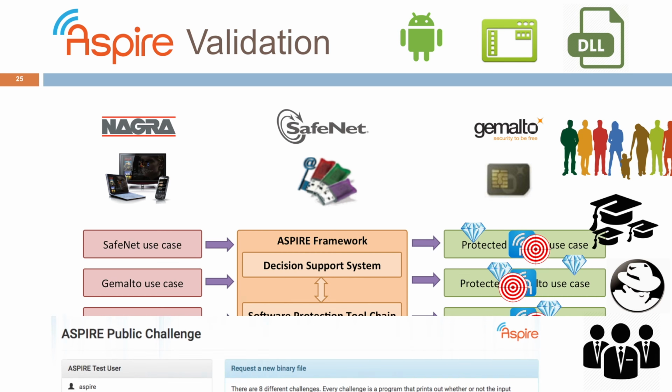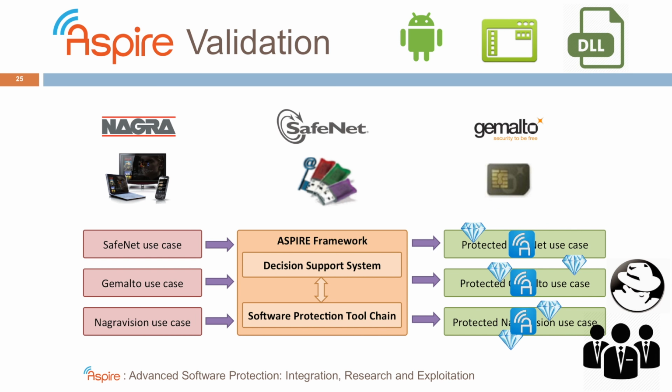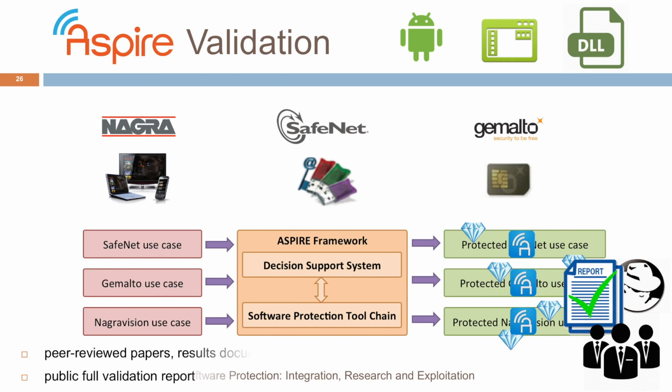Now, if I go back to the original picture, there was one more aspect to validate, namely the decision support system. And to validate that, we let it produce reports, and we handed those reports to professional security experts. Those experts confirmed that the information coming out of the decision support system and the selection it made for protections were actually good and useful. So here as well, the validation was successful. All of the penetration tests are extensively documented in the Work Package 4 reports and in a couple of peer-reviewed papers. Furthermore, the full validation report is public and it's available on the Aspire website.